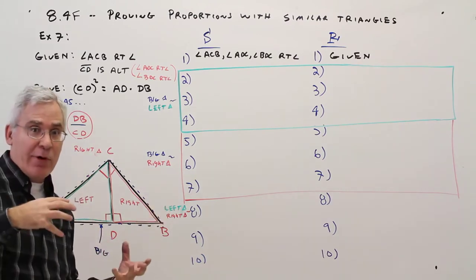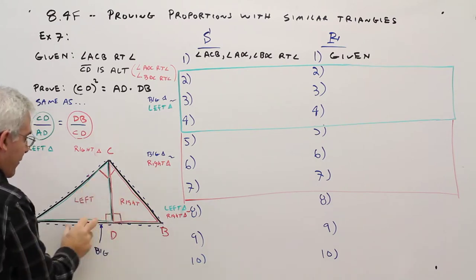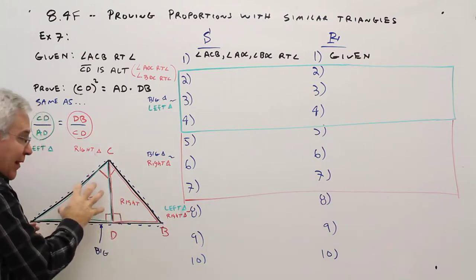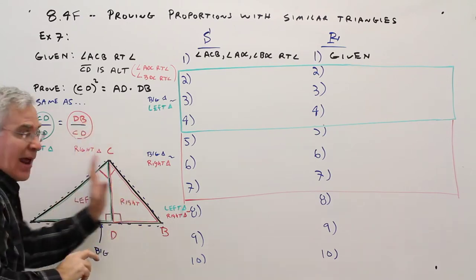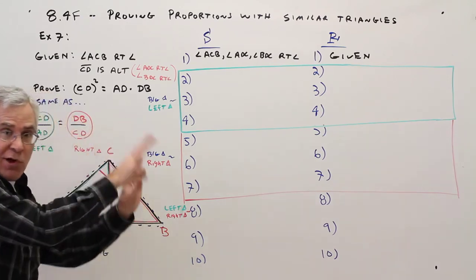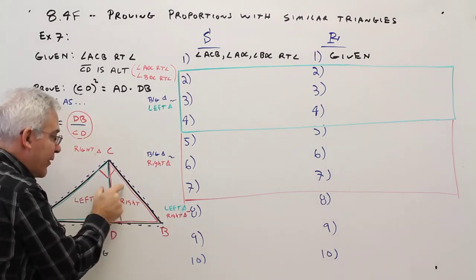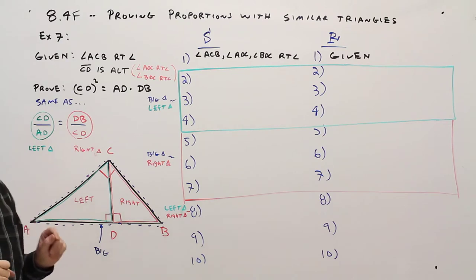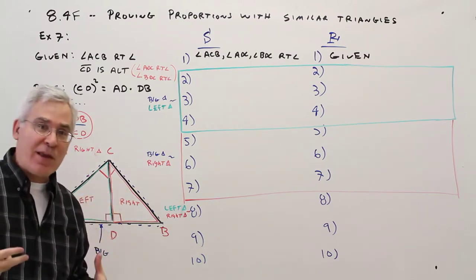After that, I go and look for triangles. CD and AD happen to involve sides of this left-hand triangle. DB and CD happen to involve sides of this triangle on the right-hand side. So if I can get this triangle and this triangle to be similar, game over. Now to get this triangle and this triangle to be similar, it's a little bit complicated.